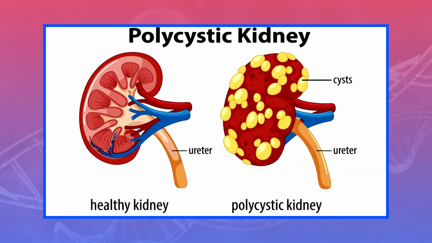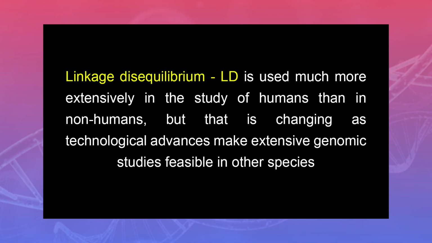Also, it is used to map genes that are associated with quantitative characters and inherited diseases, and to understand the joint evolution of linked sets of genes. At present, linkage disequilibrium is used much more extensively in the study of humans than in non-humans, but that is changing as technological advances make extensive genomic studies feasible in other species as well. In summary, two or more alleles are said to be in linkage equilibrium when they occur randomly in a population. Conversely, alleles are in linkage disequilibrium when they do not occur randomly with respect to each other.